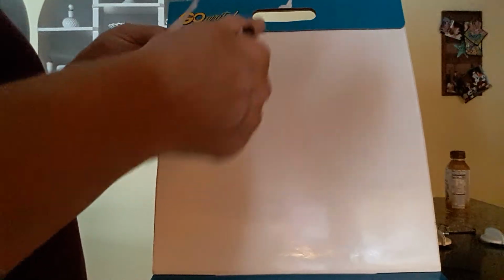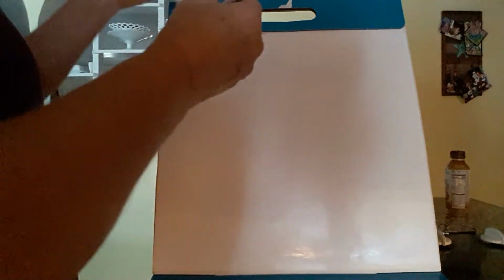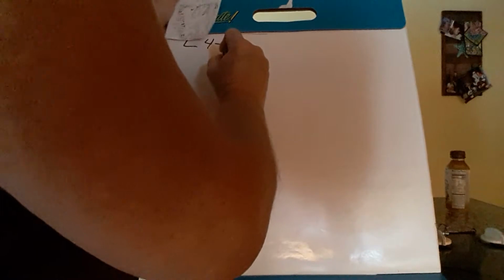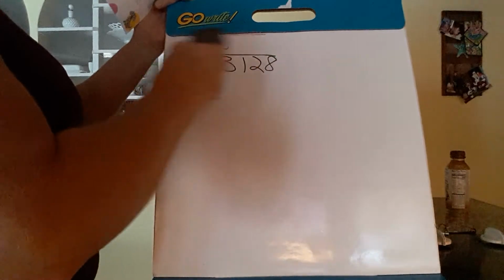So I'm going to do a practice problem, and it's with a two-digit divisor. It's 3,128 divided by 46. Let me erase the lesson up here.